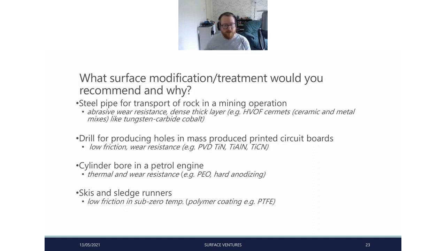So cylinder bore, thermal and wear resistance. So plasma electrolytic oxidation, hard anodizing, another one. And then, as we said, skis and sledge runners need to have good properties at low temperatures. So polymer coating, like PTFE.